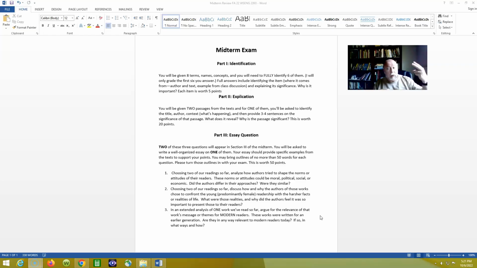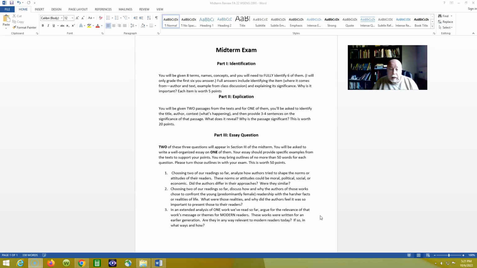You're going to get 2 out of 5 points for identifying it. 3 out of the 5 points come from explaining its significance. Why is it important? Each one of these is worth 5 points, total of 30 points. You do 6 out of 8. Make sure the answer is full and complete. Fully identify it. Fully explain the significance of it. You can do it in probably 2 sentences apiece if you're economical.